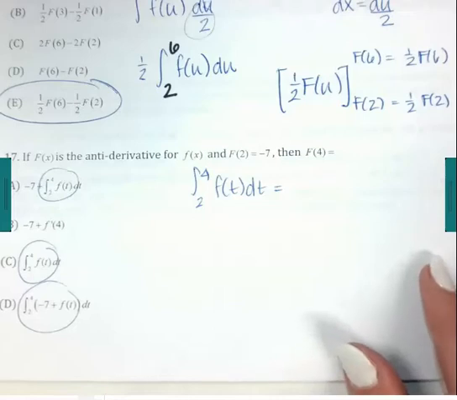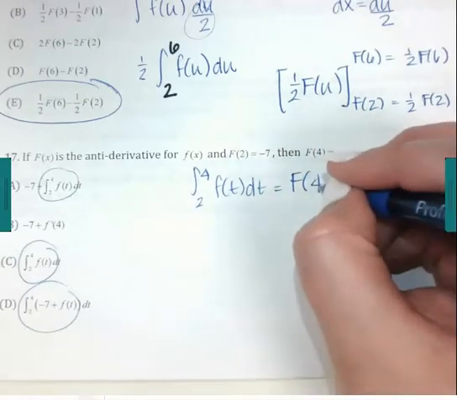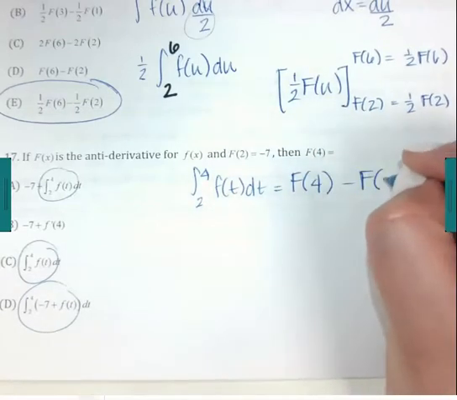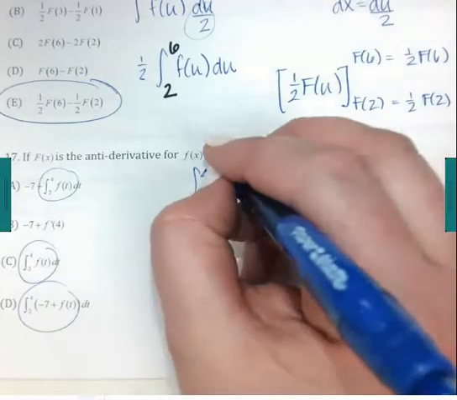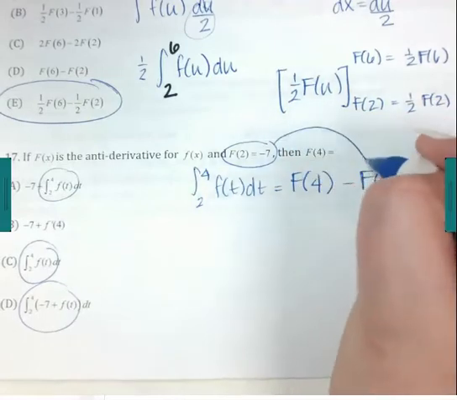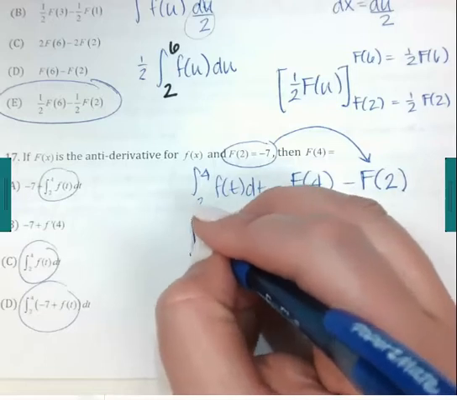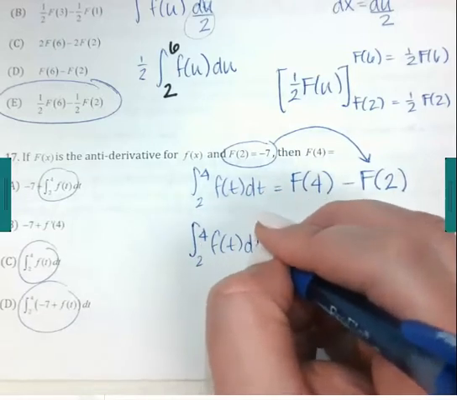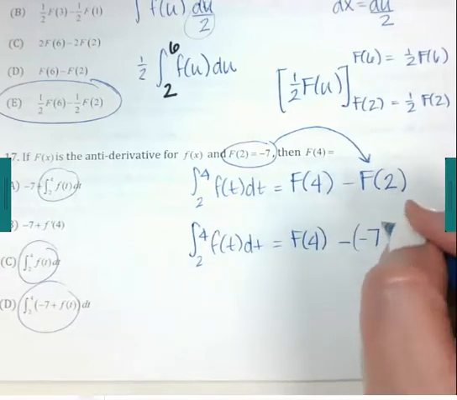We've done it now twice. Antiderivative of little f is what? Capital F of what first? 4 minus capital F of 2, right? That's the fundamental theorem of calculus. One of these numbers, they're telling me what it equals. What is f of negative 2? Negative 7. So what that means is that the integral from 2 to 4 of f of t dt is capital F of 4 minus negative 7. We good with that?